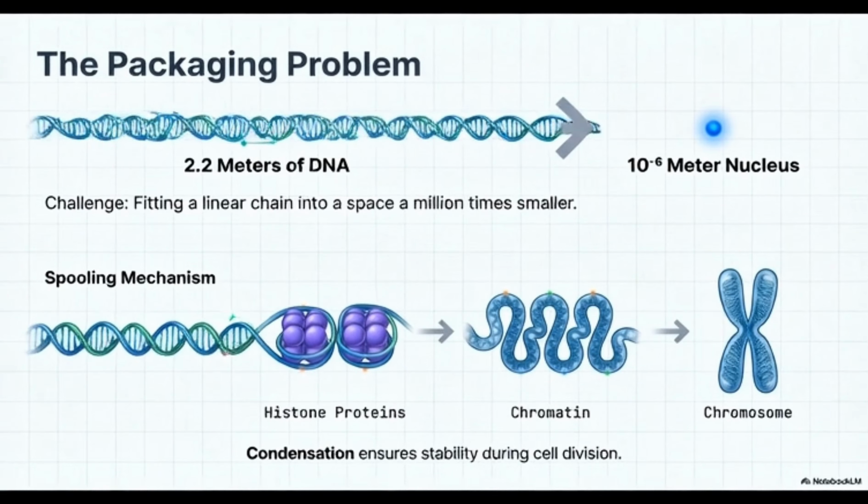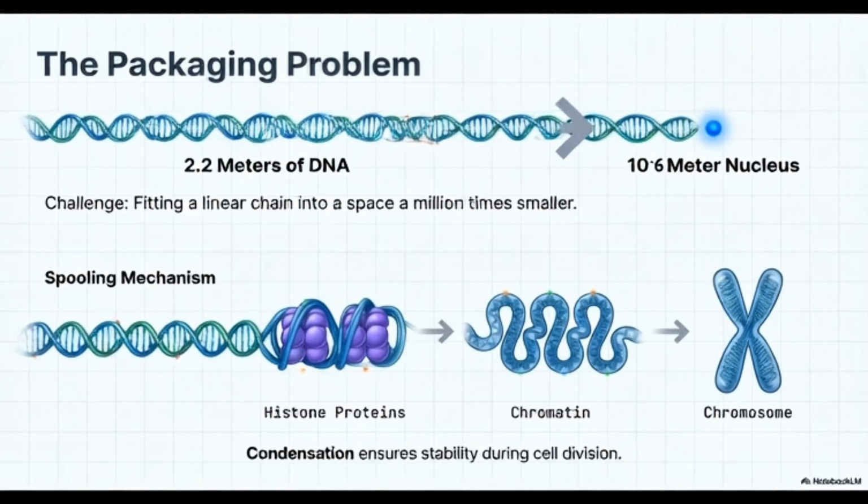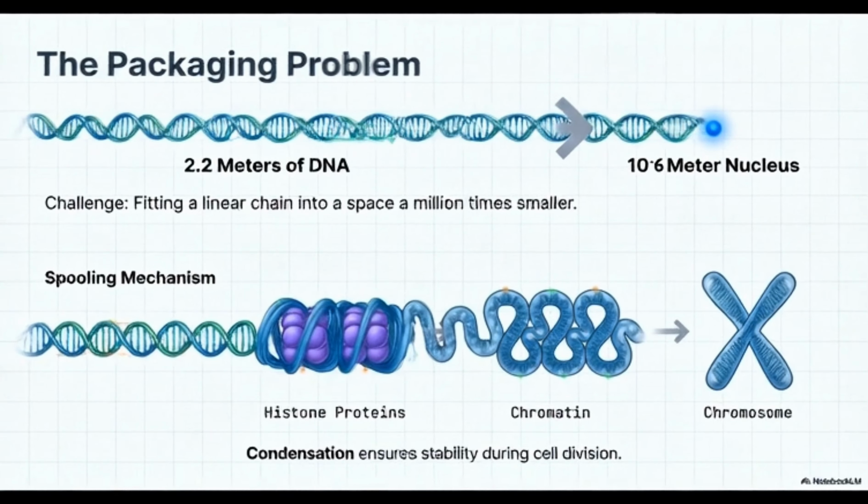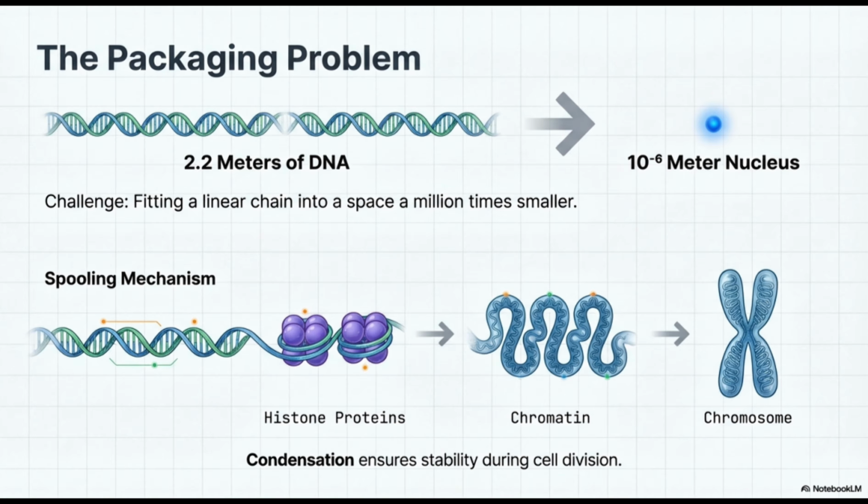Here's an amazing fact. Human DNA is about 2.2 meters long, but it fits inside a nucleus that is microscopic. So the cell packs DNA tightly by wrapping it around proteins called histones. This forms chromatin, and chromatin condenses further to form chromosomes.